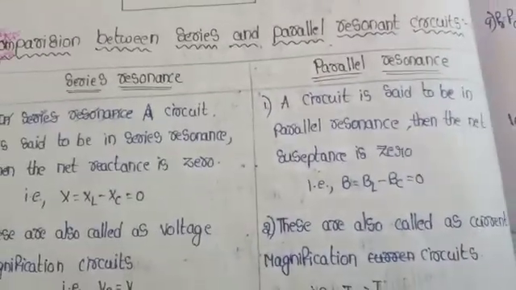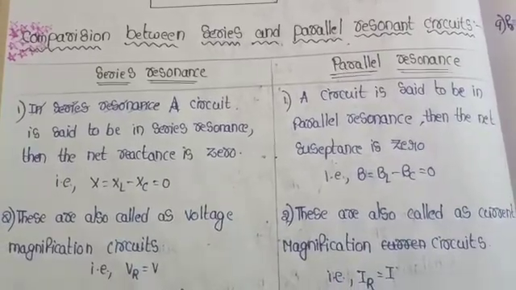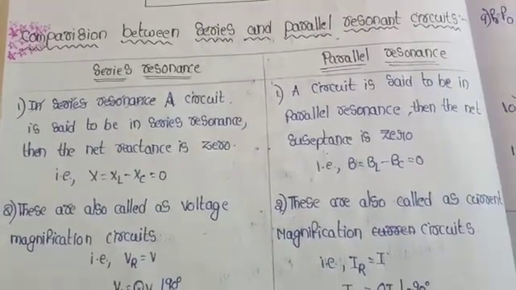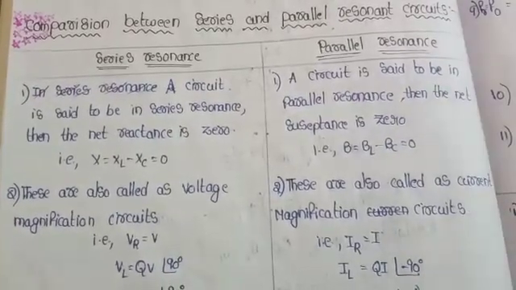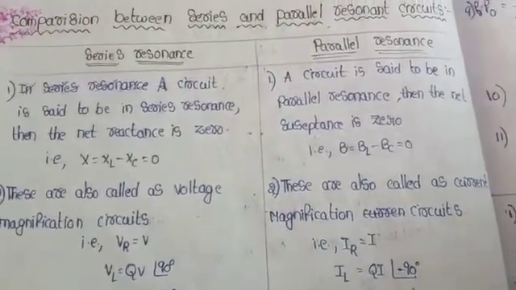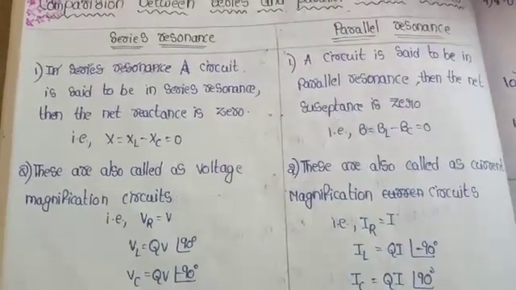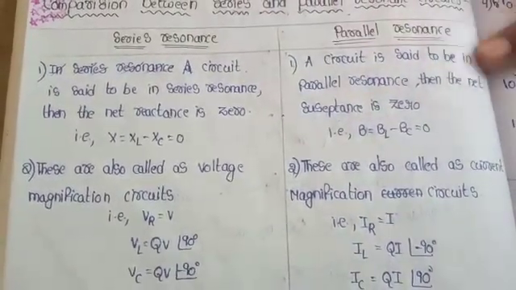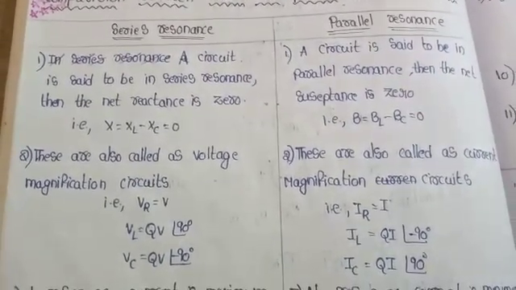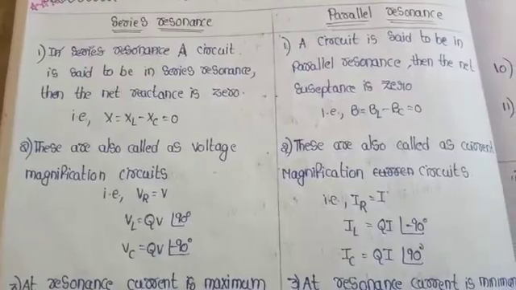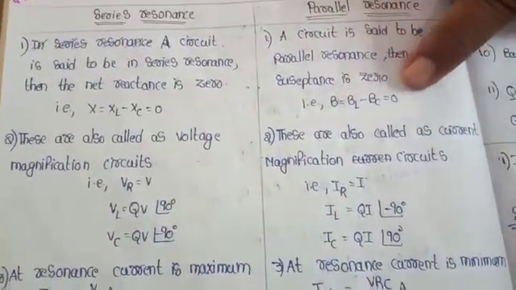The first difference is that a circuit is said to be series resonance when the net reactance X equals 0, that is XL minus XC equal to 0, otherwise XL equal to XC. Coming to the parallel resonance, here it is not net reactance, here net susceptance equals 0. A circuit is said to be parallel resonance when the total net susceptance is 0, that is B equal to 0, BL minus BC equal to 0.